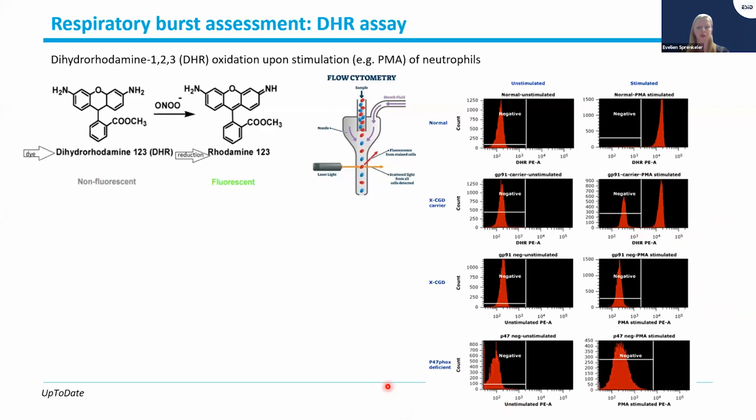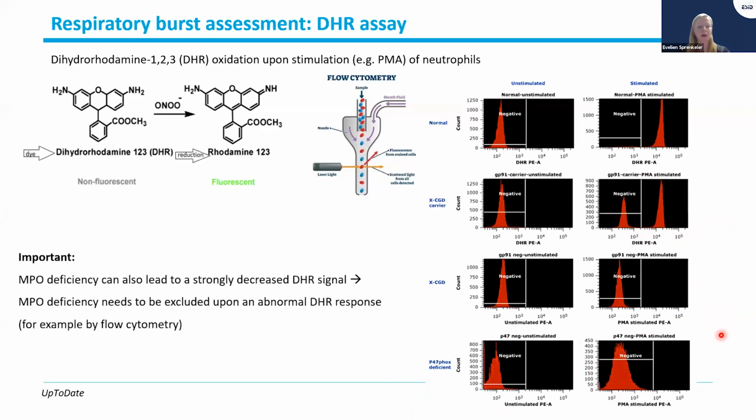And also the recessive disorders show defective reactive oxygen species production. However, it's important, if you see an abnormal DHR response, you need to check that there's not an MPO deficiency, because MPO deficiency can also lead to a strongly decreased DHR signal. And you can do this, for example, by flow cytometry with an anti-MPO antibody.